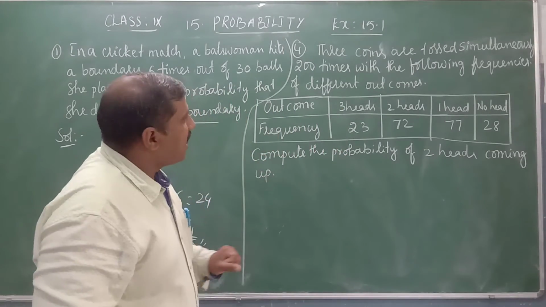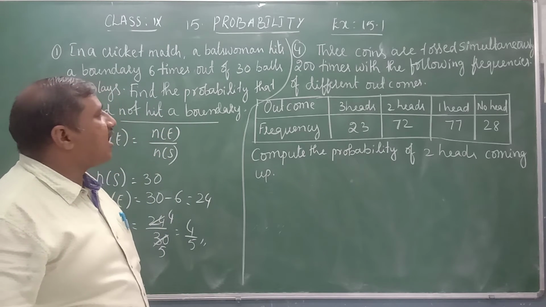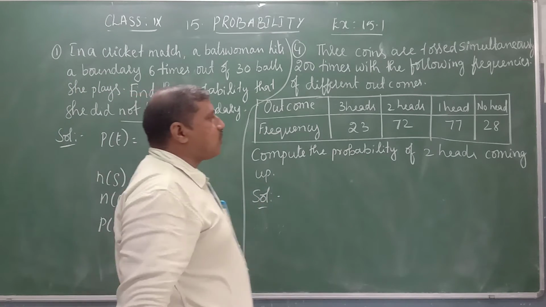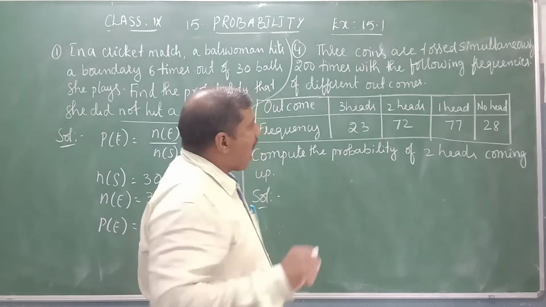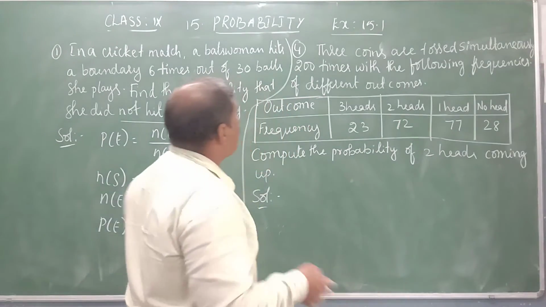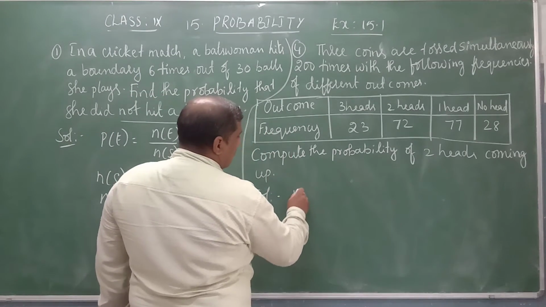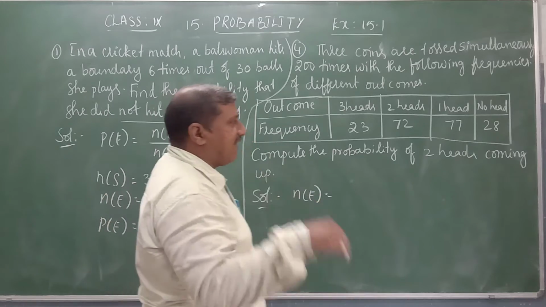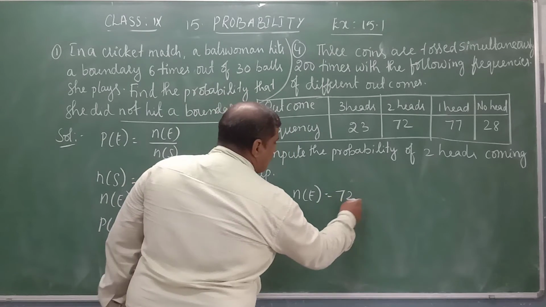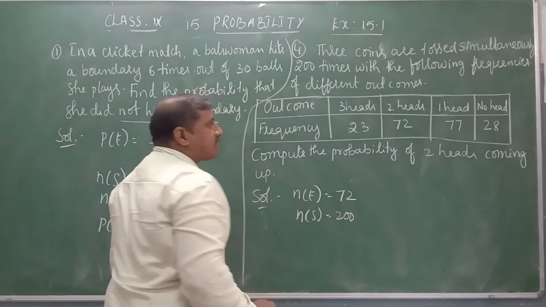Now here, compute the probability of 2 heads coming up. Here the event is what? Getting 2 heads. 2 heads coming up is the event. How many favorable outcomes are there for 2 heads coming up? It is 72 out of 200 times. Here also N of E is the number of favorable outcomes of that event. What is the event? 2 heads coming up, it is 72. Total sample space N of S is 200, the number of times the coins were tossed.